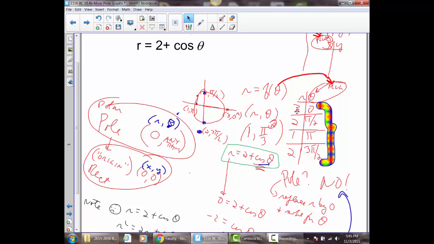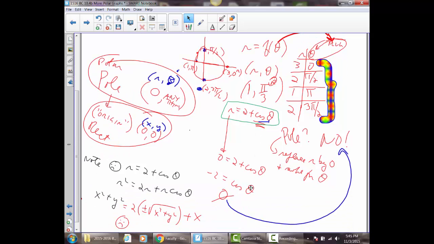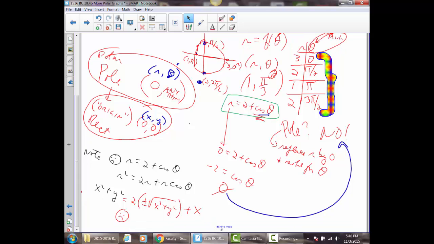The pole did not show up here, because remember the pole would have to have r equal to 0. You'd have to check that as a separate thing. What you do is replace the r by 0 and solve for theta. So if I take this equation, replace the r by 0, I get cosine theta equals negative 2, which of course is impossible. If you thought to yourself, let me just change it into rectangular form, good luck with that. You'd have to multiply both sides by r. You get x squared plus y squared equals 2 times plus or minus the square root of x squared plus y squared, plus x. Good luck graphing that.